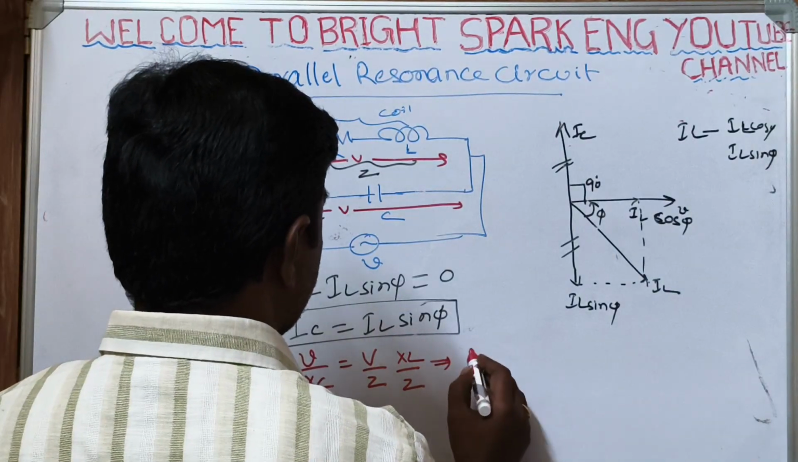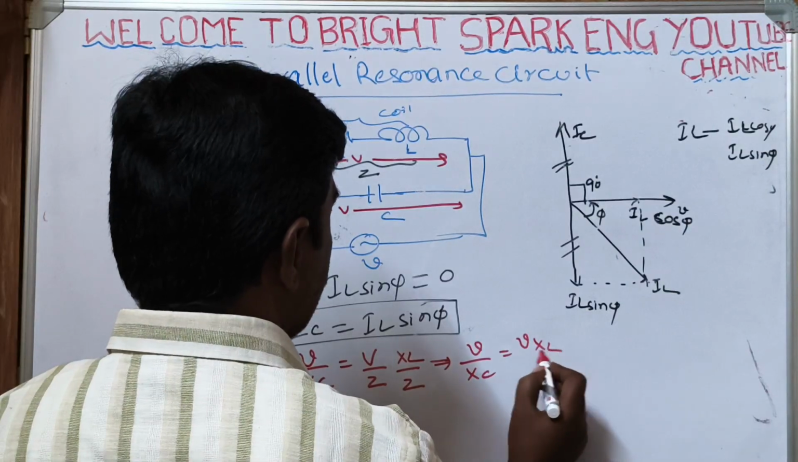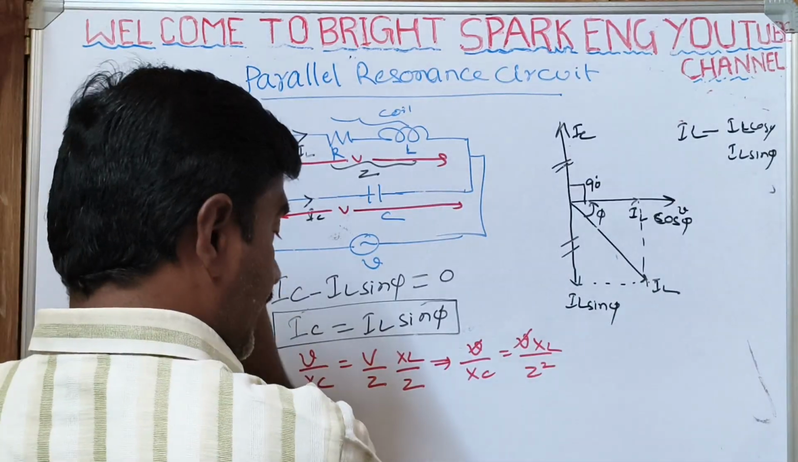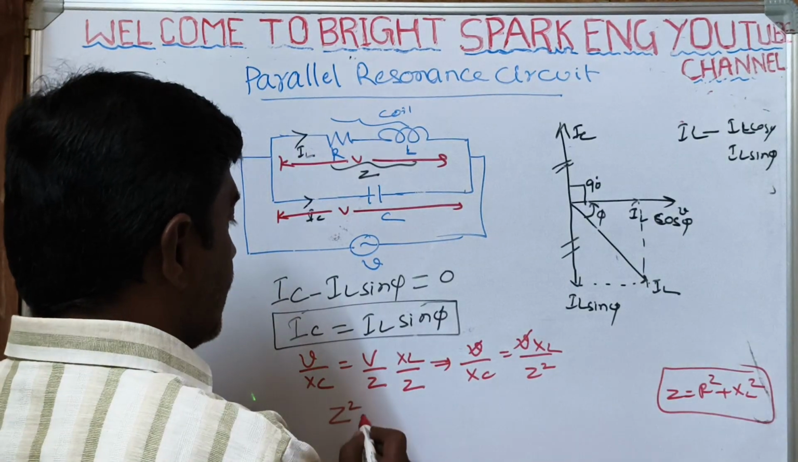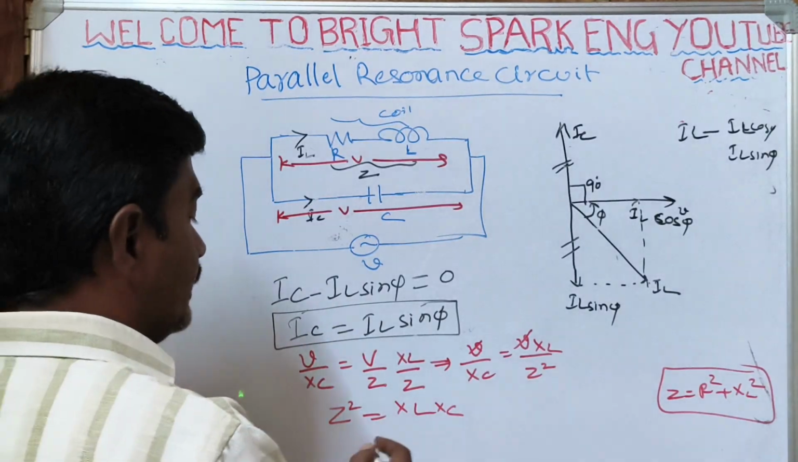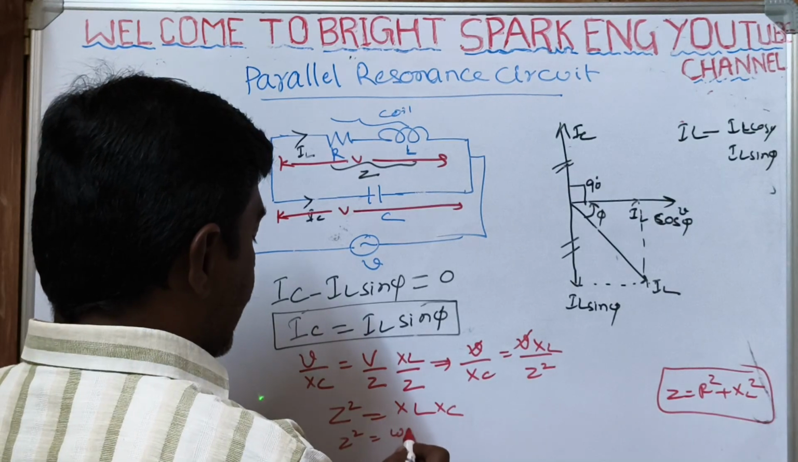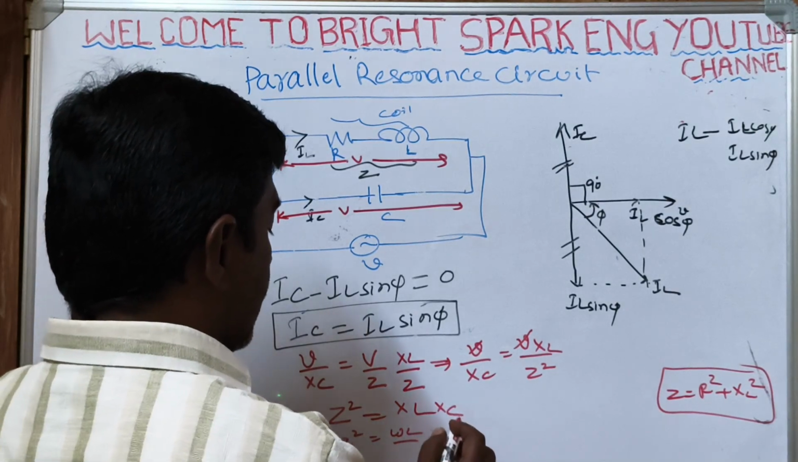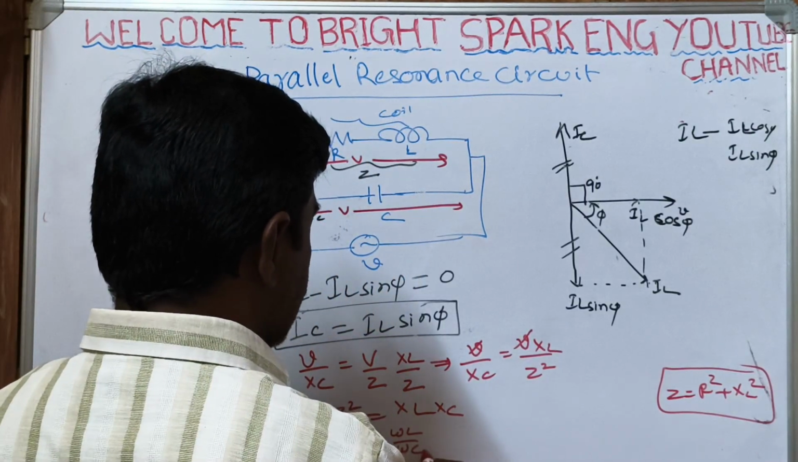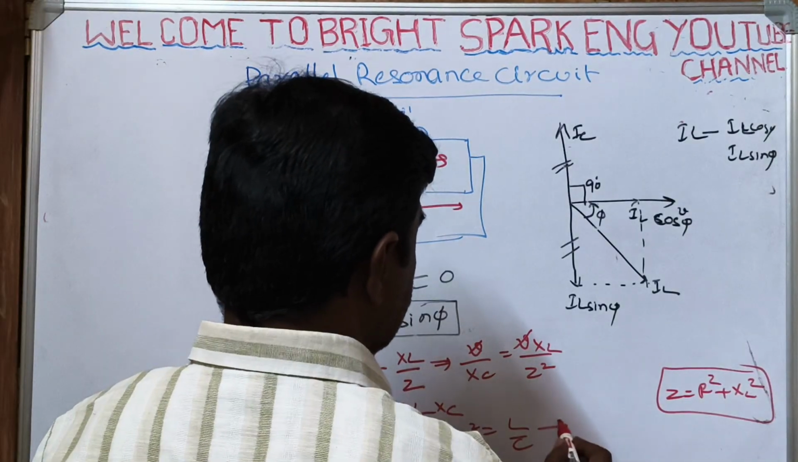V by XC is equal to V into XL by Z square. Here the voltage cancels. Z square is equal to XL into XC. Here XL is omega L, and XC is 1 by 2 pi FC, that is 1 by omega C. Z square is equal to L by C. This is the equation.